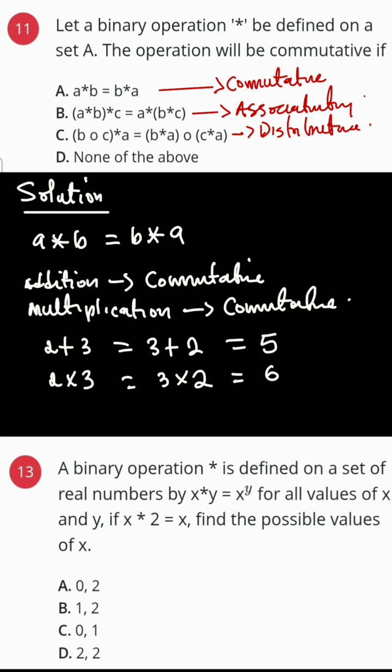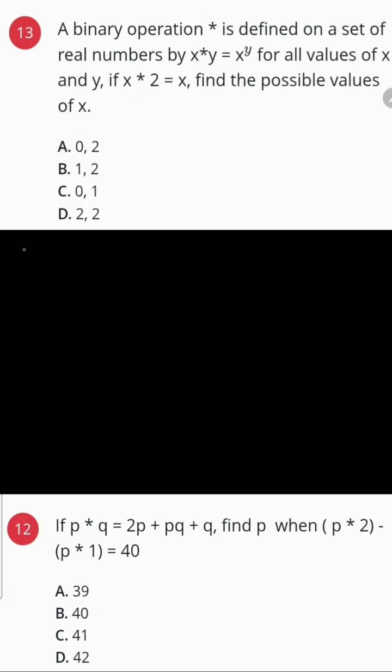Hope you like it. So let's move to the next question, question 13. Solution. So we have that x asterisk y is equal to x raised to power y. So this is our definition. Very important that we get all of that. Now we are told that we should consider this. Then we'll find the positive values of x.